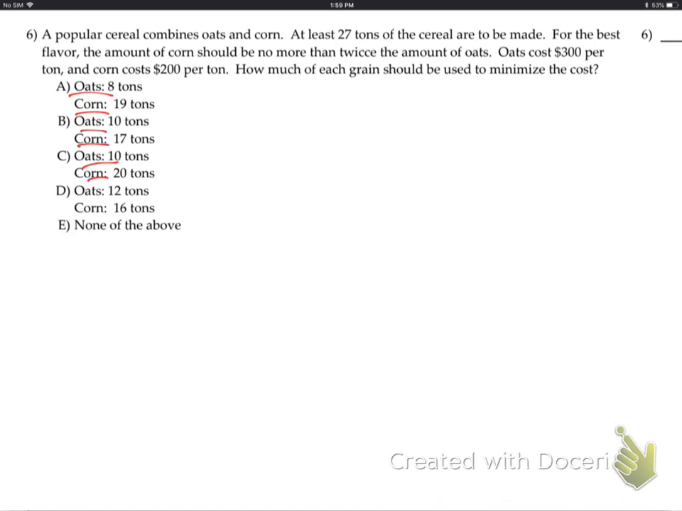So this will be the last really long, tedious one. Oats and corn. Remember, you put your variables across the top. That's my X and my Y. Everybody good so far? So you look at what they're asking for, oats and corn, and you put those across the top, sideways. And then down the side go the other things. What else do they talk about? They don't talk about much. It's kind of a weird one.